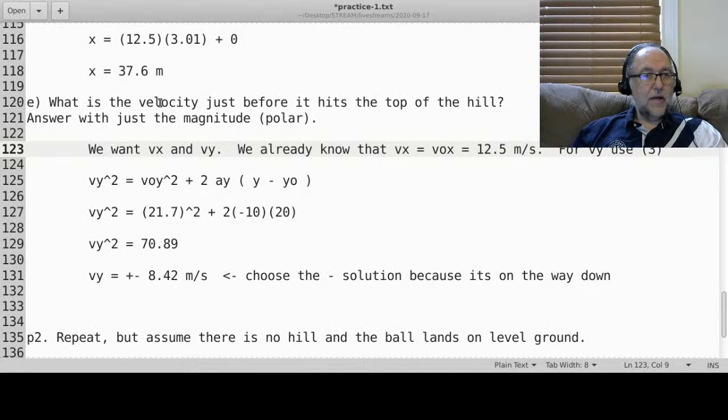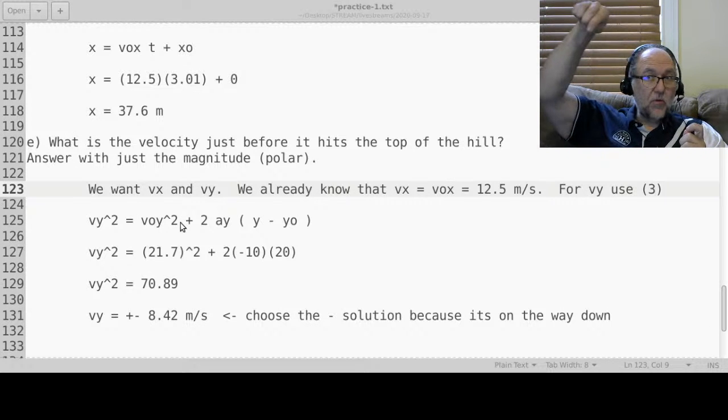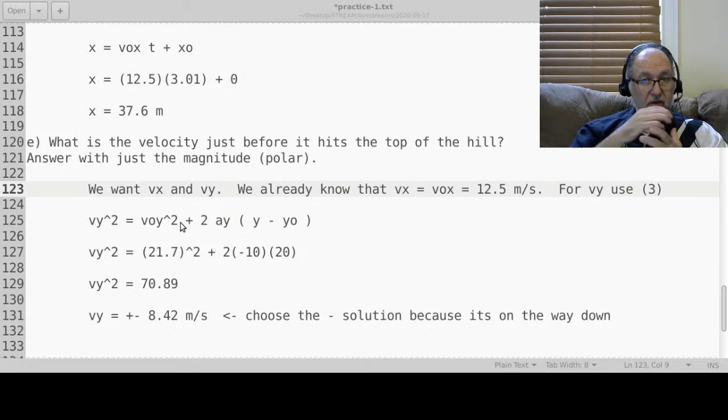All right, let me move that down just a little bit. Okay, good. So to get the magnitude, we want both Vx and Vy. Now it's not V naught x and V naught y because that's the initial, like where I throw it. We want it just before it hits the ground. So that's Vx and Vy.